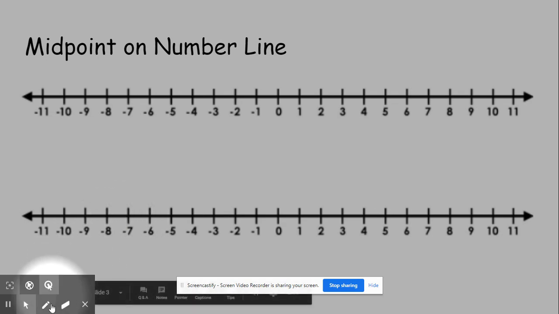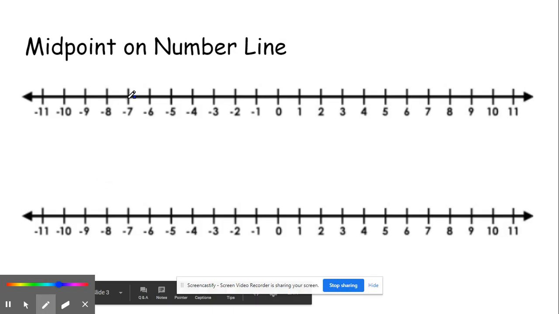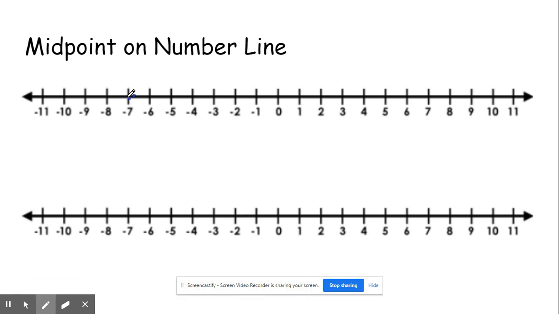So let's look at an example. If we have -7 and then we have 2, and we want to know the midpoint of that line segment right there, you just count. This is not 1, this is going to be 1 here. You count all the way to 2, that is 9 total. You would take half of that, and that is not your midpoint. That's how far apart you have to go.